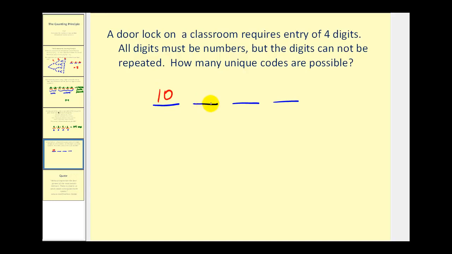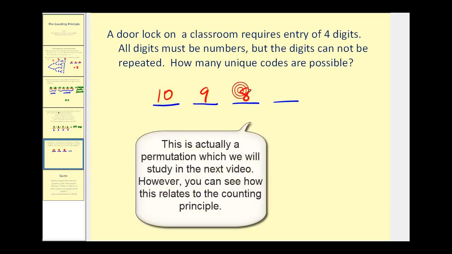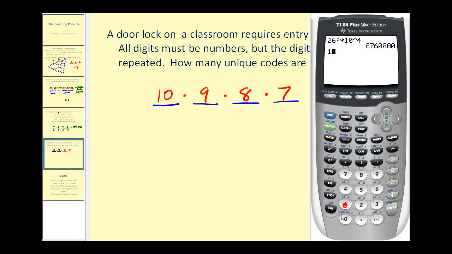But for the second digit, we cannot repeat the digit used in the first position. So instead of 10 possibilities, there would only be 9. And then for the third, we can't repeat either of the first 2 digits, so that would leave 8 possibilities. And then for the fourth, we can't repeat any of the first 3, so that would leave 7 possible digits. So the product of these would be the total number of unique codes that are possible. So we have 10 times 9 times 8 times 7. So there are 5,040 unique codes for the door lock.